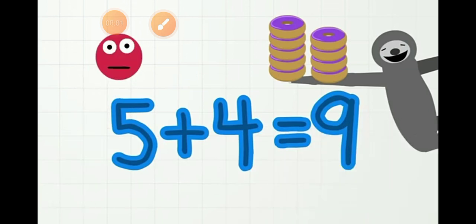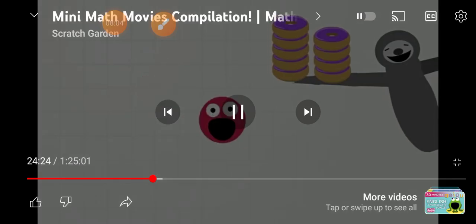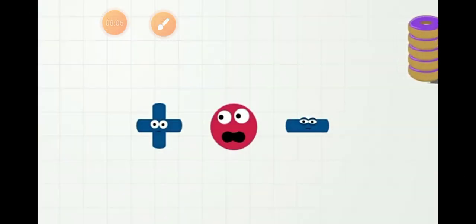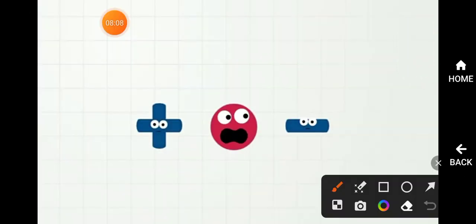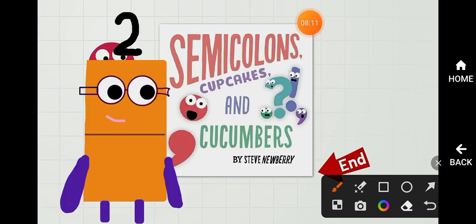Okay, that's enough. Hey, want to know something? Of course you do. The plus sign and the minus sign are kind of like opposites of each other. Like this.